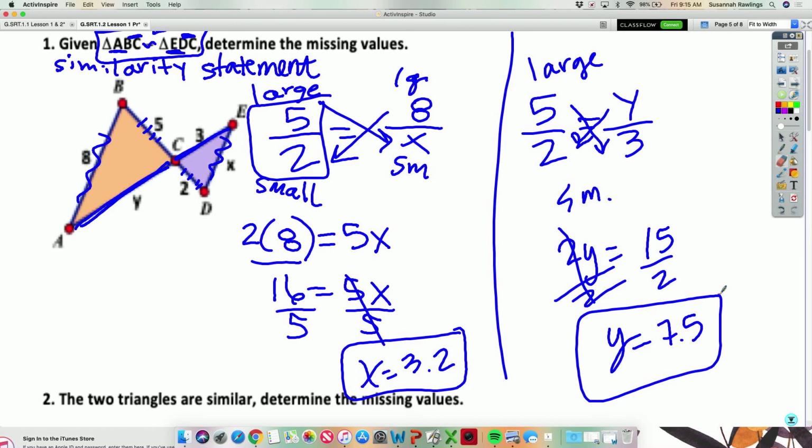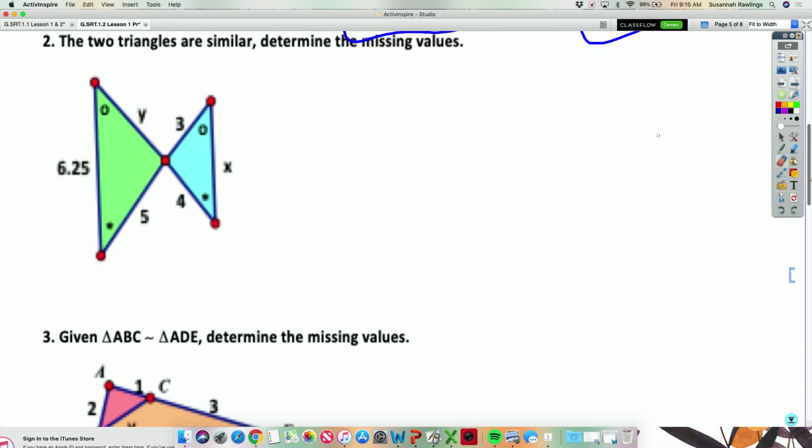Okay, you should have gotten 7.5. Anybody have questions with that? We can do small over large. That's fine. We just have to use the same pattern. So I can't do large over small and then small over large. So you just have to keep that same pattern. And you'll figure out which way you like to do it.